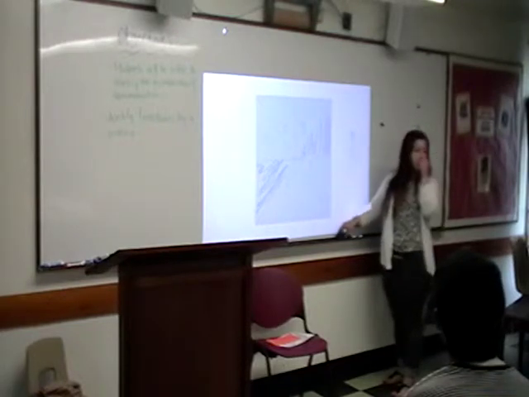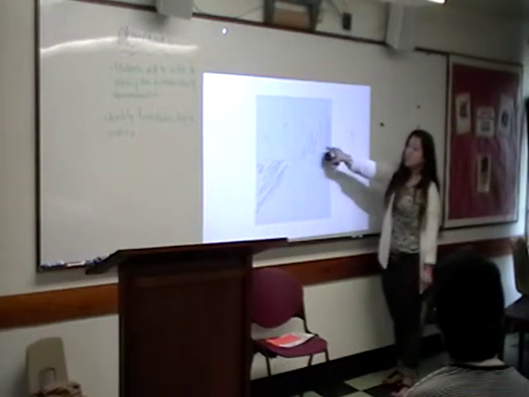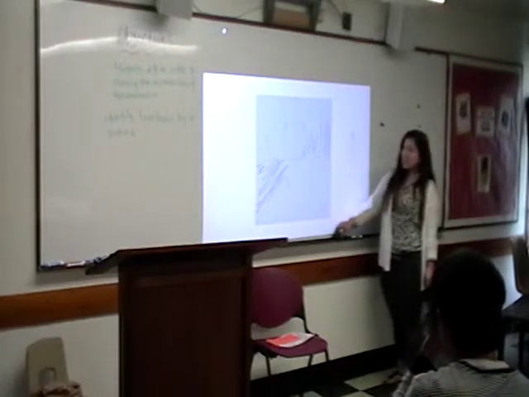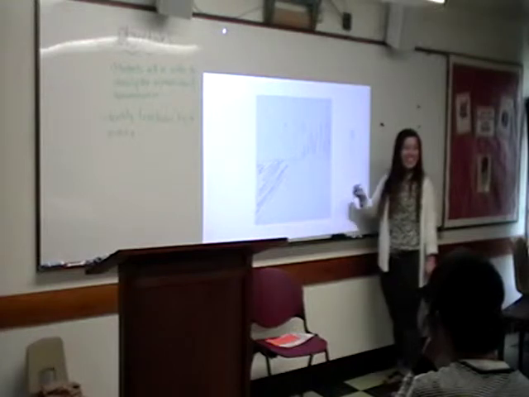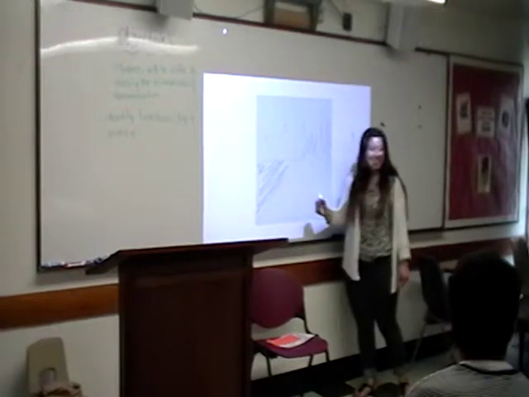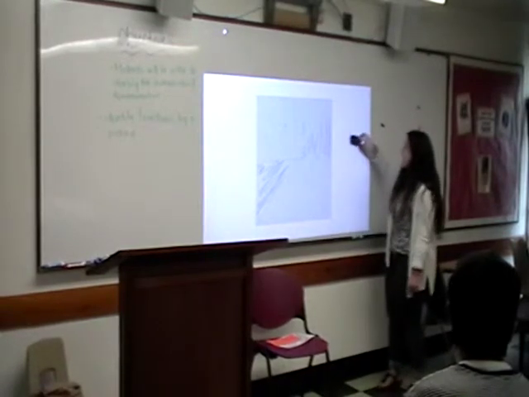A fraction is parts over the whole, right? So how many are shaded? Class? 3, 2. So there's this triangle shaded and this triangle is shaded. 2, teacher. 2.